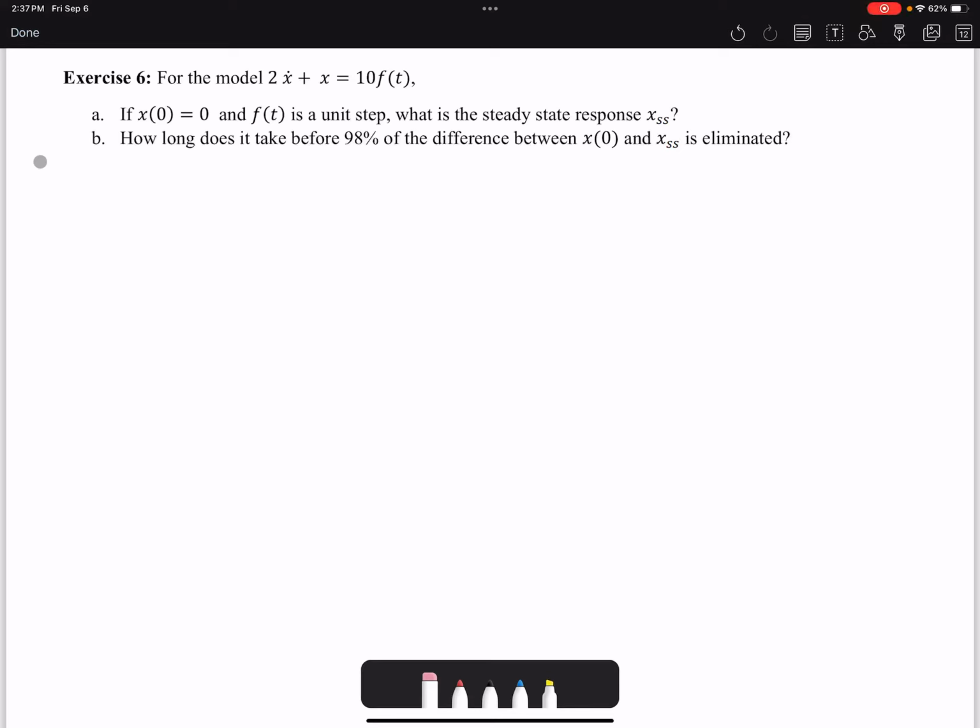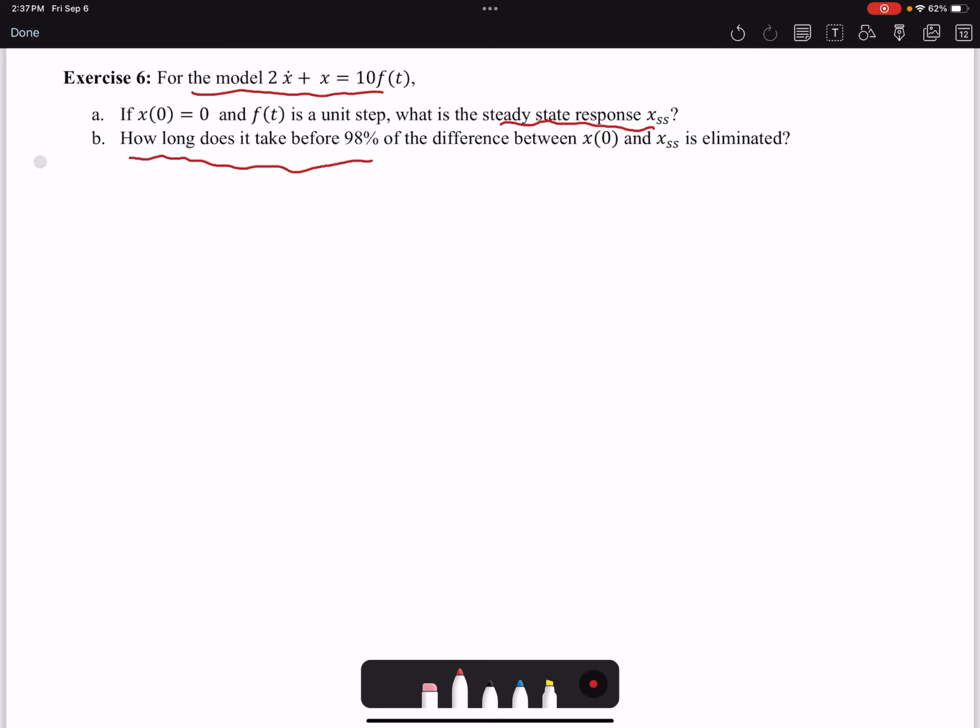Hello everyone, in this video we're going to solve exercise 6 for the topic of first order systems. For the differential equation given, we want to find the steady state response, as well as determine how long it would take to reach 98% of the steady state response. The first step is to take a Laplace transform, rearrange it, and then we can use the final value theorem to find the steady state.